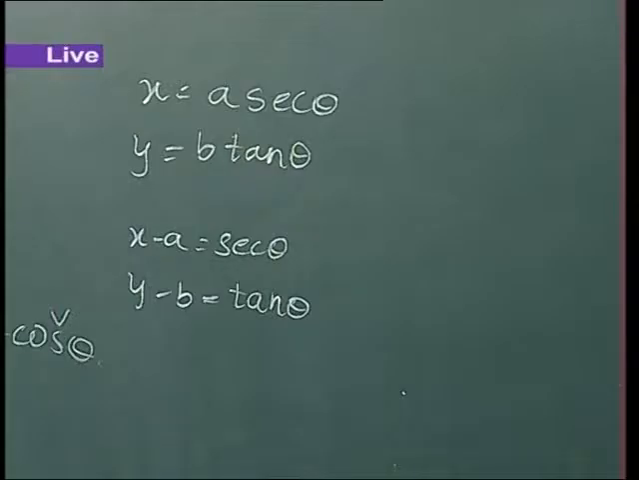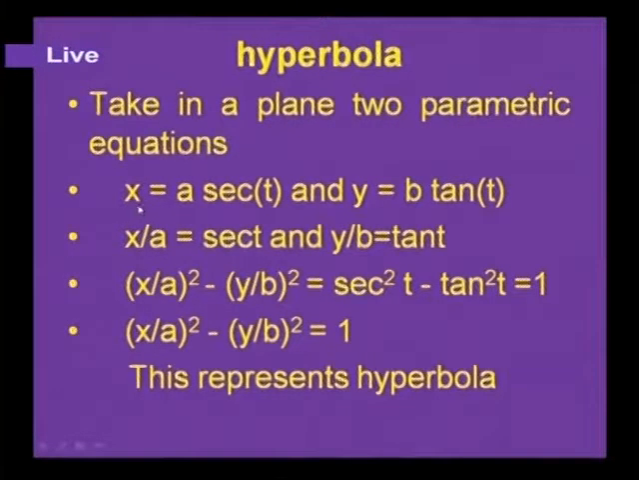Okay, friends? Here, take in a plane two parametric equations, x is equal to a sec t and y is equal to b tan t. Here we are taking in t form. Here x by a is equal to sec t and y by b is equal to tan t. We are taking these. Okay, friends, here we are squaring on both sides. Then we get (x by a) whole square minus (y by b) whole square. We are taking minus because according to our trigonometric formula, sec square theta minus tan square theta is equal to 1. So we are subtracting equation 2 from 1. So (x by a) whole square minus (y by b) whole square is equal to sec square t minus tan square t. Okay, friends, sec square t minus tan square t is equal to 1.